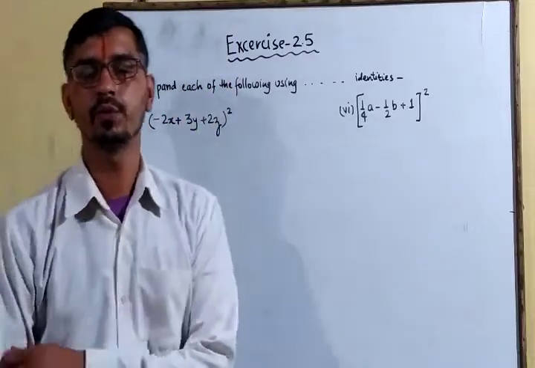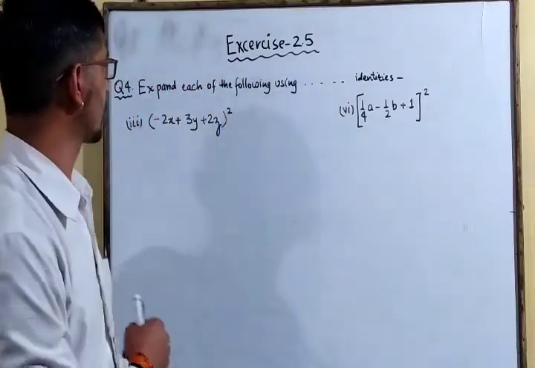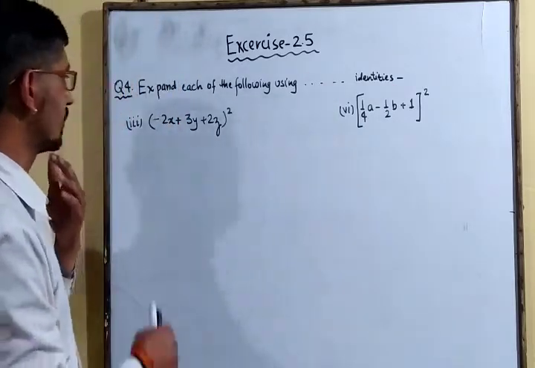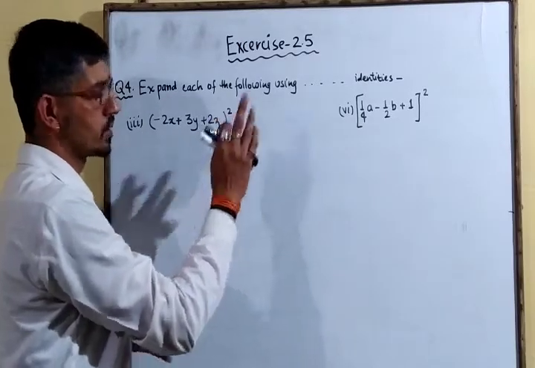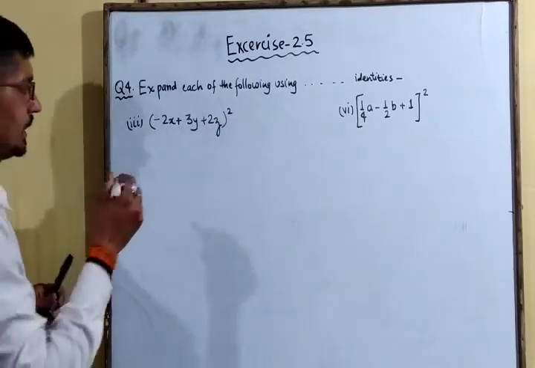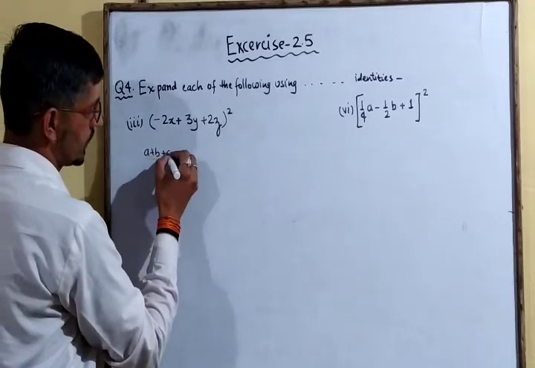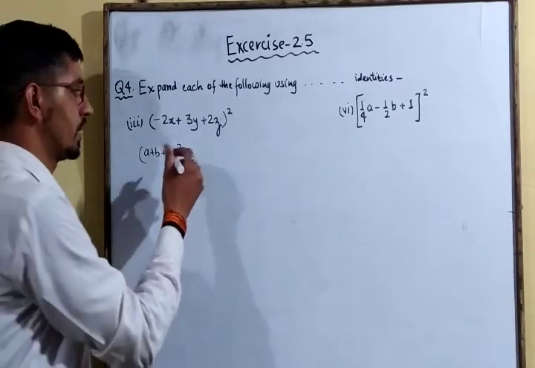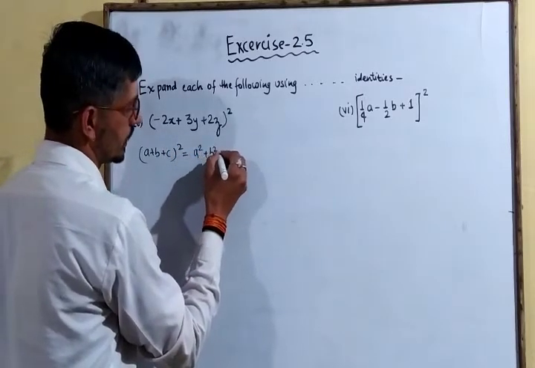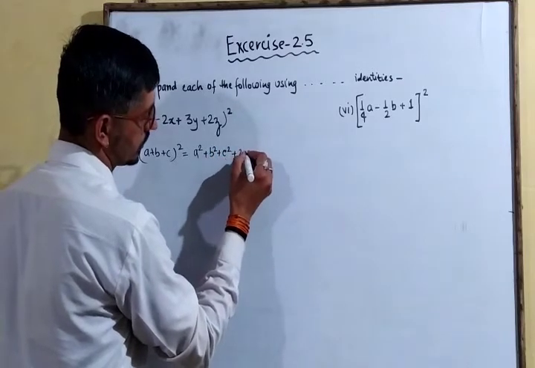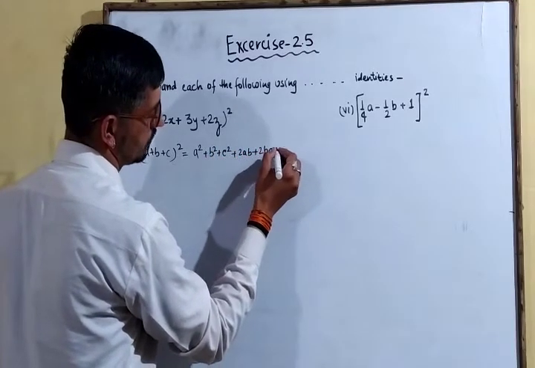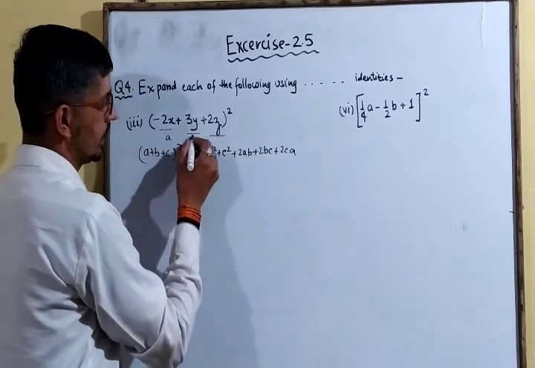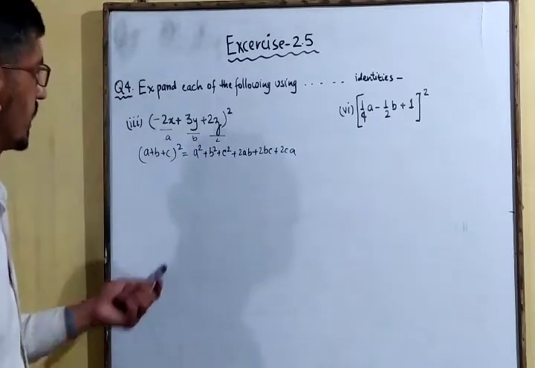Now moving to question number 4 of this exercise. The question is: expand each of the following using suitable identities. The expression is (-2x + 3y + 2z) whole square. Now we have the formula (a + b + c) whole square is equal to a square plus b square plus c square plus 2ab plus 2bc plus 2ca, where this is a, this is b, and this is c. Now put it in the formula.